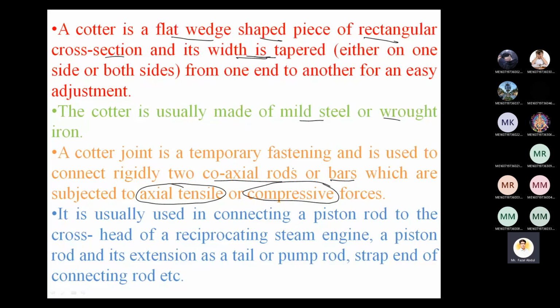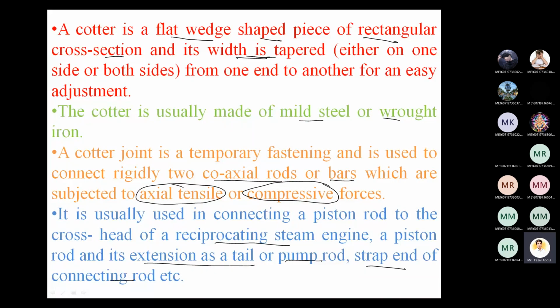Where can we find such an application for the quarter joint? We can find it in reciprocating steam engines, a piston rod and its extension as a tail or pump rod, or the strap end of the connecting rod. In this situation, we can find this kind of quarter joint application. So this is the brief introduction about the quarter. You may expect this slide for a 2 marks question.